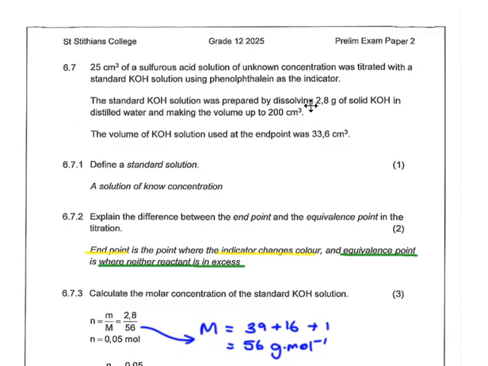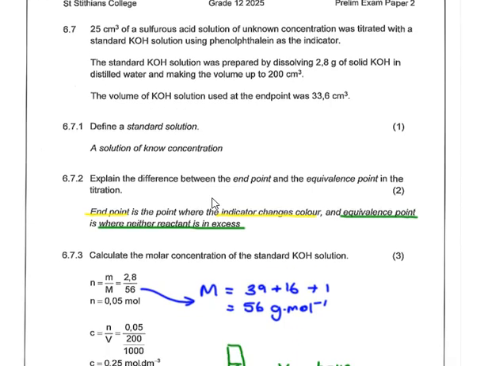But they didn't use the whole 200 centimeters cubed of solution that they made. They only used 33.6 to get to the color change. And that is what we use in the stoichiometry to calculate the unknown concentration. So, standard solution, solution of known concentration.